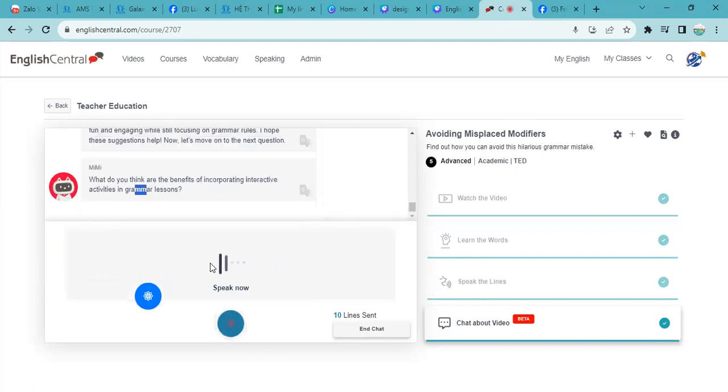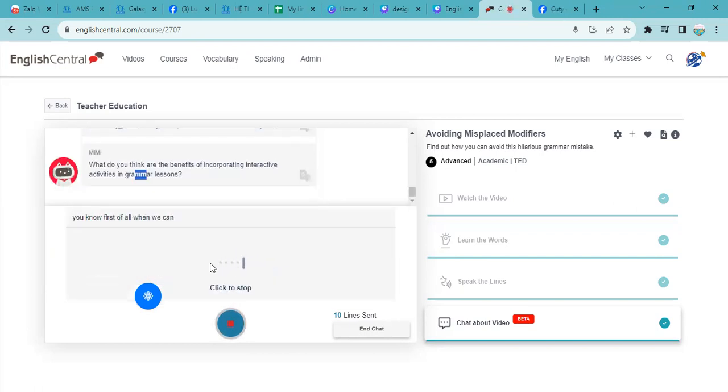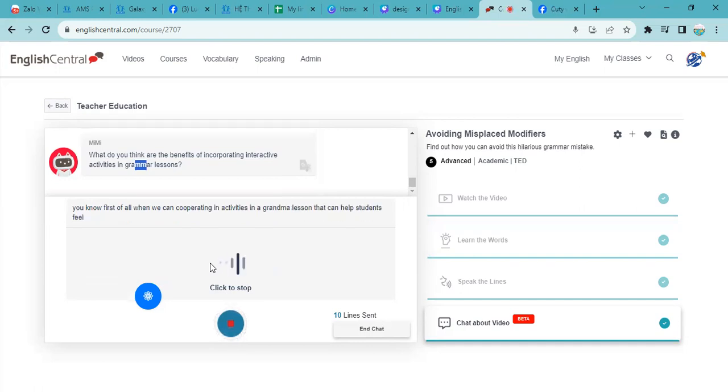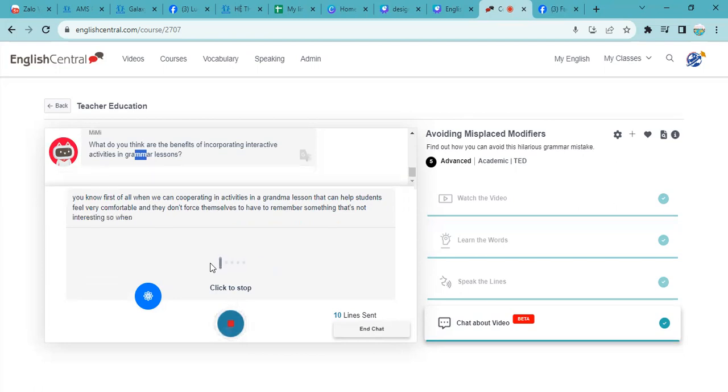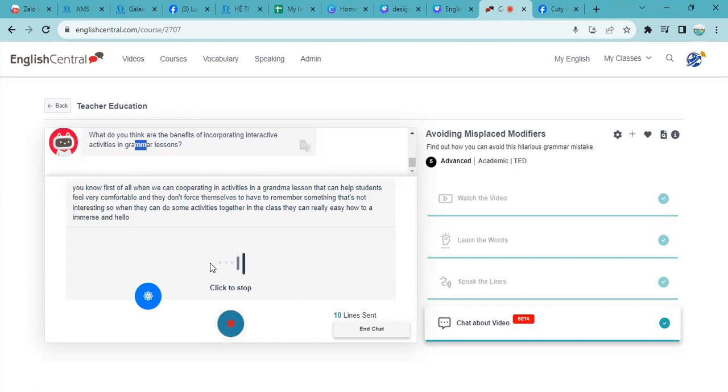You know, first of all, when we incorporate activities in a grammar lesson, that can help students feel very comfortable and they don't force themselves to remember something that's not interesting. So when they can do some activities together in the class, they can really easily, how to say, immerse and let their brains remember that situation better.